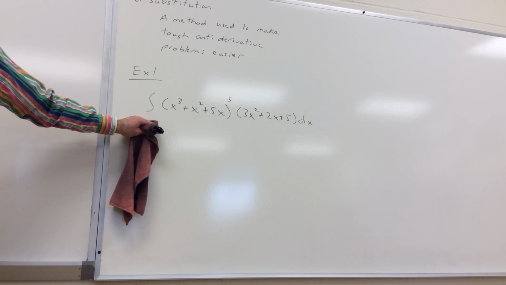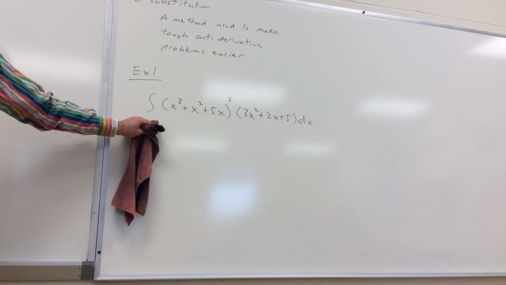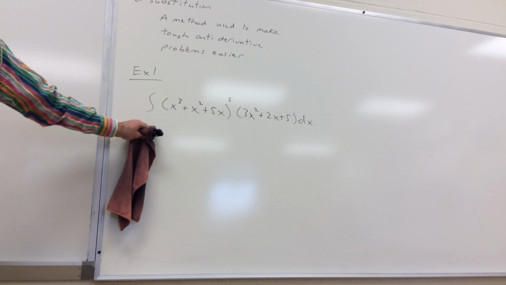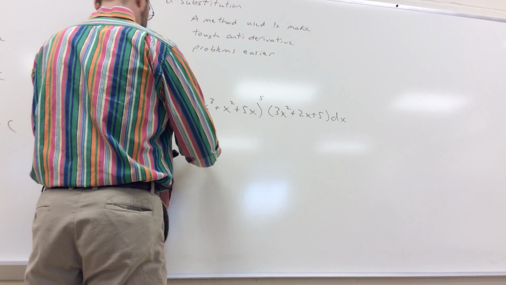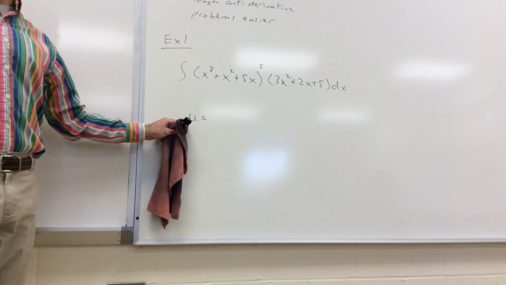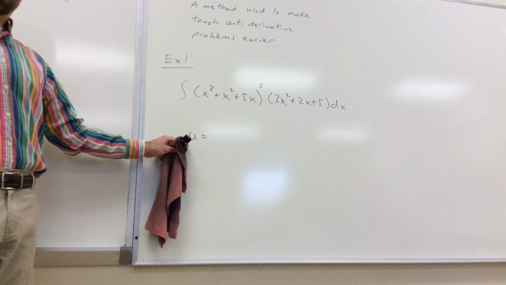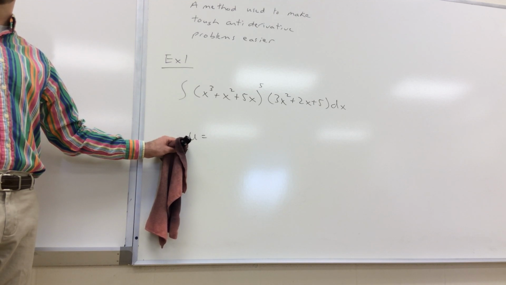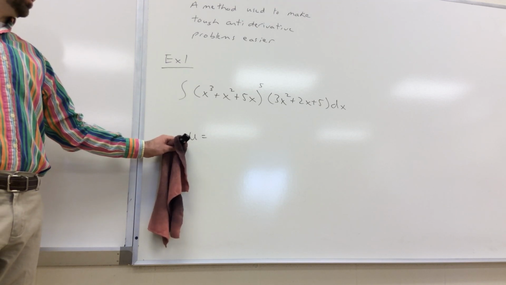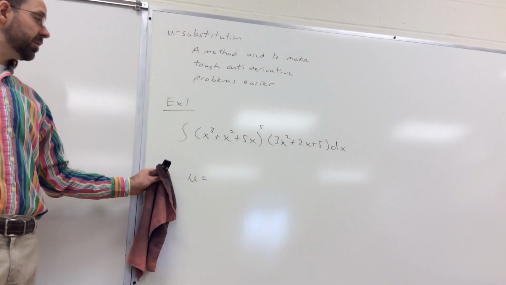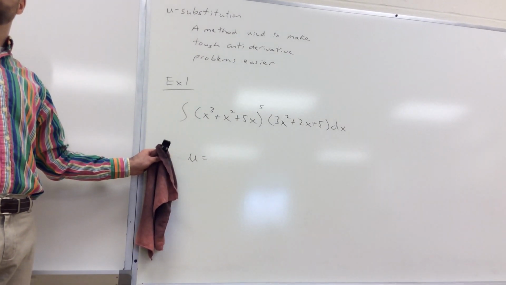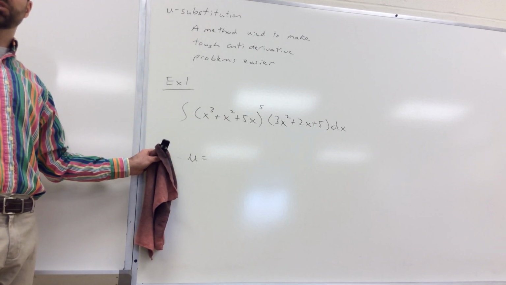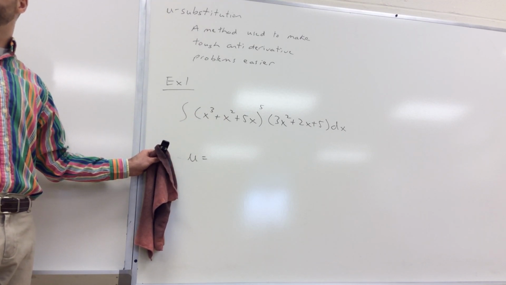Okay, so this looks like a pretty tough antiderivative problem. So we're going to use substitution on it to try to make it easier. This is not always true, but a general rule is that u should be the inside function. So what's the inside function on this problem? x cubed plus x squared plus 5x, right? Because that's being raised to the 5th power.